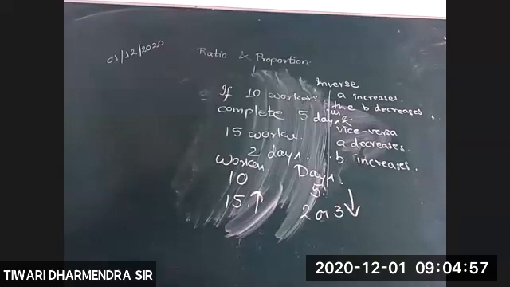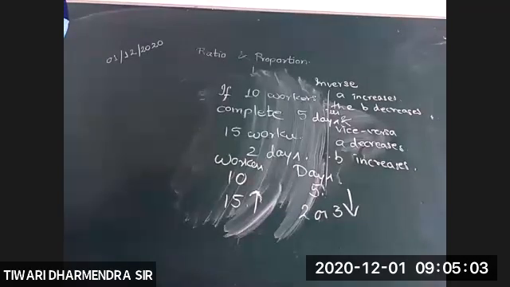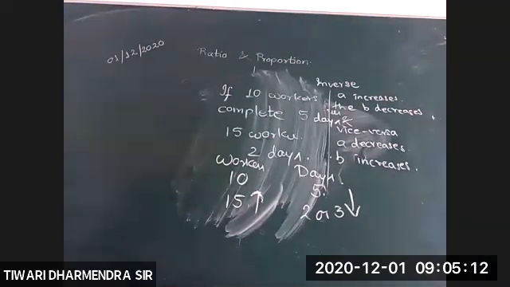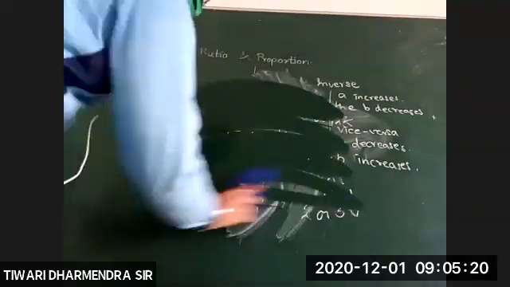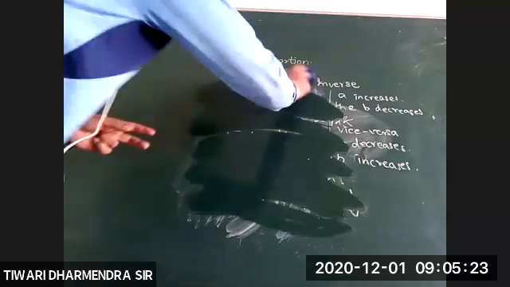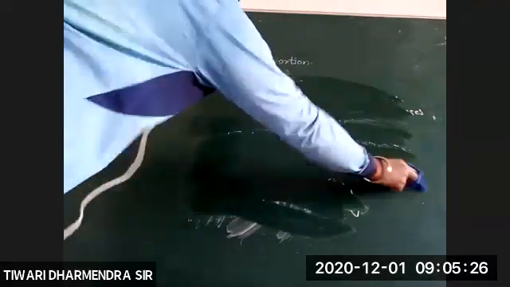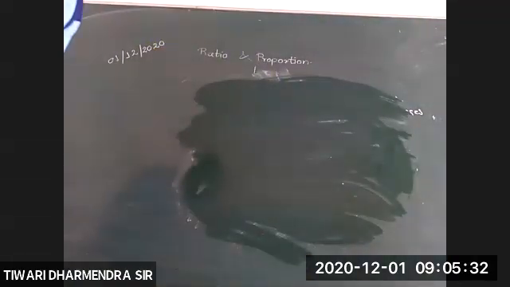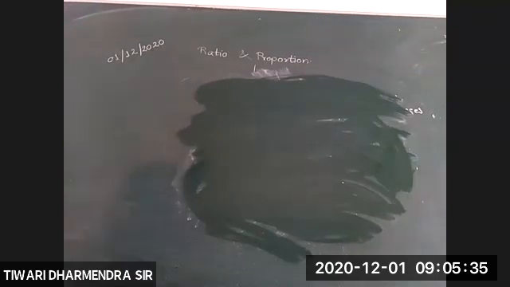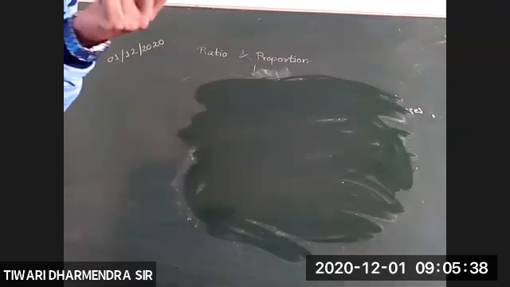Now what we will be doing is some properties which are given in the textbook, and solve examples, and after that we will move to the exercise. Okay, so let's start with the properties first. Now, properties of ratio.